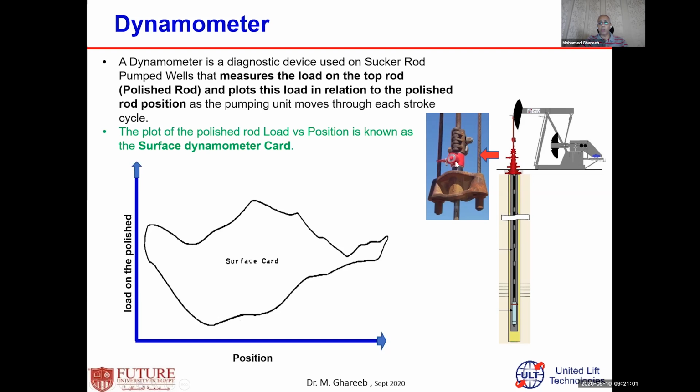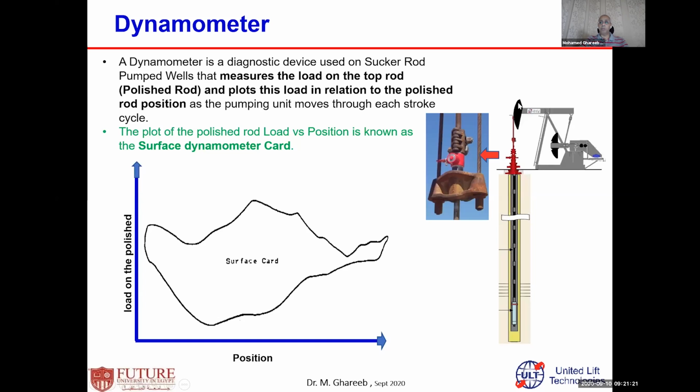This is what we call the load cell. The load cell is installed here. It is sensitive to the load of the rod, because there is a clamp, and all the rod below this one is sensed by this load cell. This load cell is installed at the top of the polished rod.